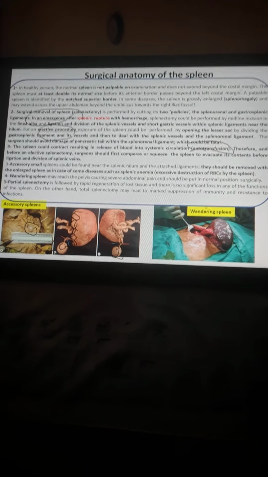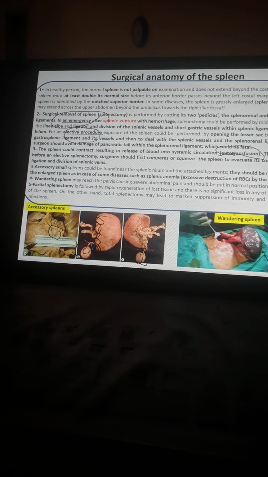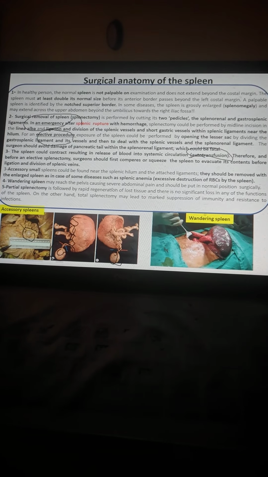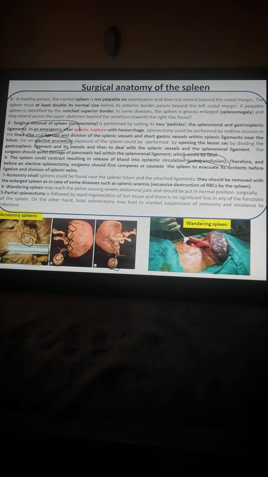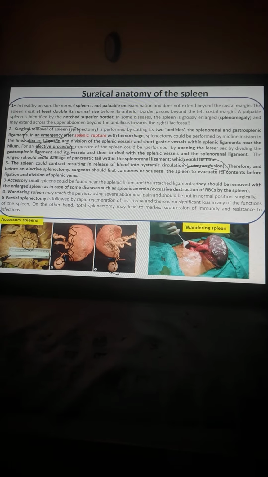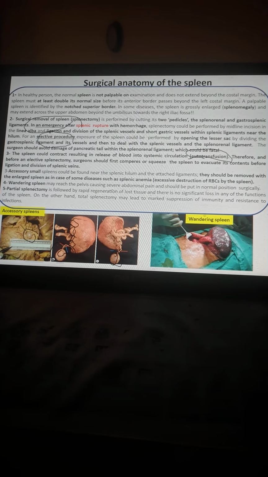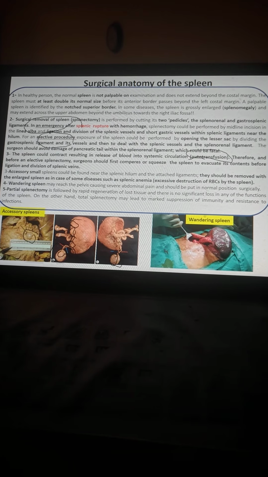These accessory spleens should be removed in cases of some diseases like hemolytic anemia, where the spleen should be removed because it is the source of anemia. But if you forget to remove the accessory spleen, it will grow again and induce the same disease. So be careful. You have to look for accessory spleens if you do splenectomy for hemolytic anemia.